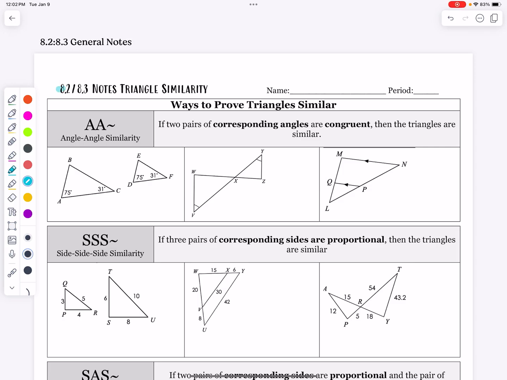Hello everyone, and welcome to our 8.2, 8.3 notes on triangle similarity. Today we're going to be specifically focusing on triangles. The last few days we've been looking at different types of polygons, but today we're going to look at different ways and shortcuts to prove triangles similar to each other.